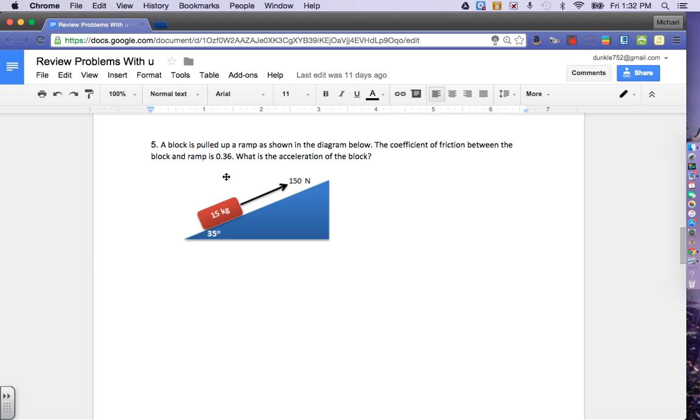I'm going to talk you through problems 5 and 6 now on the forces review problems with the coefficient of friction. And number 5, a block is pulled up a ramp as shown here. The coefficient of friction between the block and the ramp is 0.36. We want the acceleration of the block.